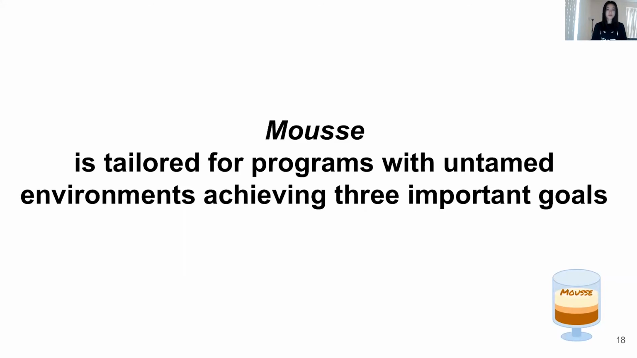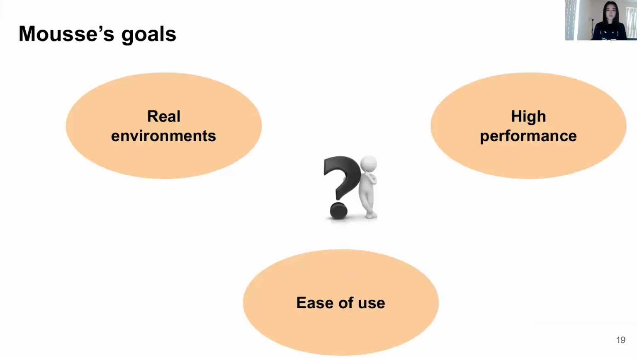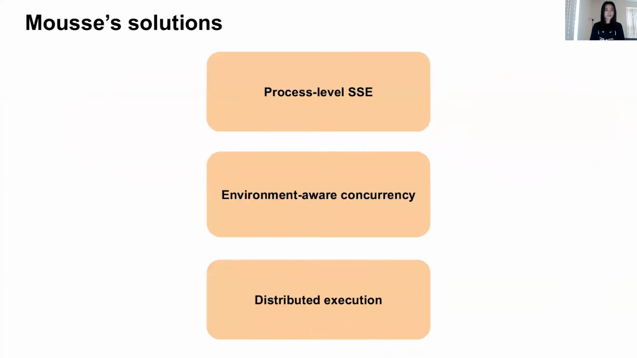So we introduced Mousse. It is tailored for programs with untamed environments, achieving three important goals. It needs to use real environments correctly without modeling or virtualizing. We hope it can give us high performance. Last but not least, we hope it can be easy to use in terms of its deployment and no additional engineering efforts required. Now let's dive into Mousse's three solutions and see how it achieves its goals.